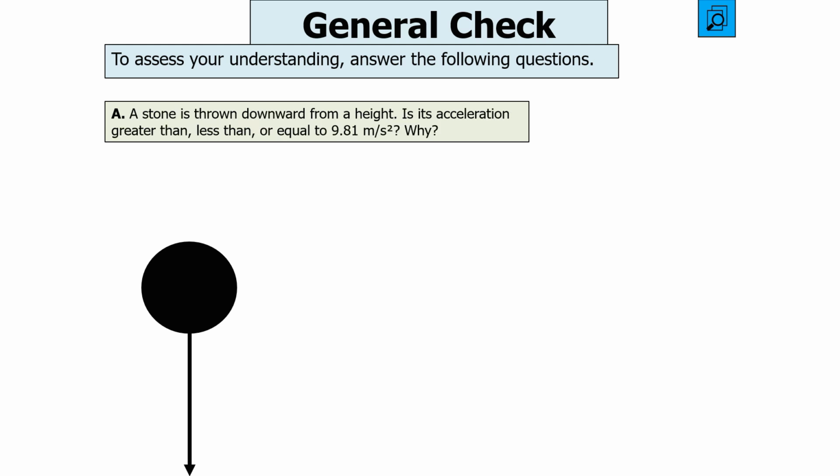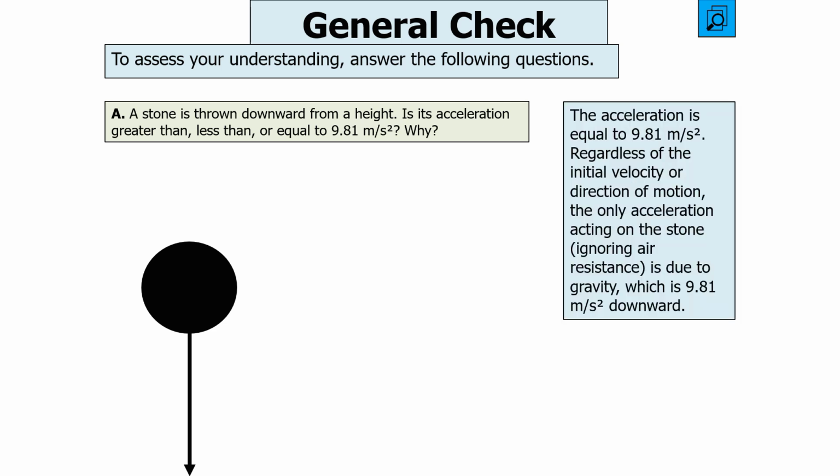A stone is thrown downwards from a height. Is its acceleration greater than, less than, or equal to 9.81 meters per second squared, and why? So pause the video now, then unpause the video when you want to go through your answer. The acceleration is equal to 9.81 meters per second squared. Regardless of the initial velocity or direction of the motion, the only acceleration acting on the stone is due to gravity, which is 9.81 meters per second squared downwards.